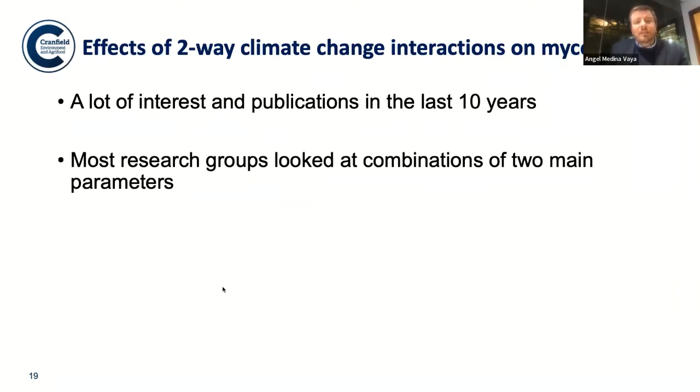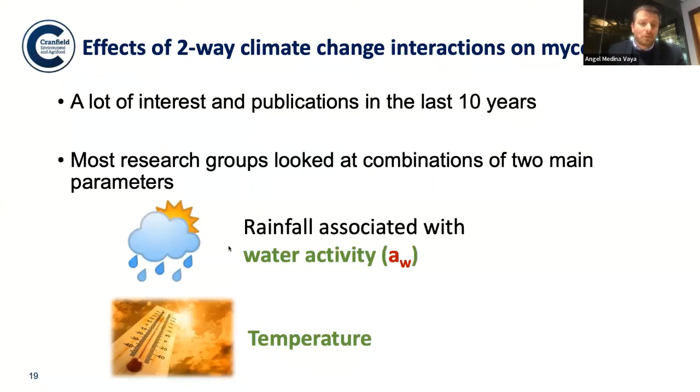Then what has happened is that in the last 10 years, there has been a lot of interest and a lot of publications on how different environmental conditions can modify the production of aflatoxins in maize. And most of our colleagues around the world have looked at combinations of two main parameters when looking at this problem. They looked at combinations of rainfall that can be associated with what we use when we are looking at food items, which is water activity.